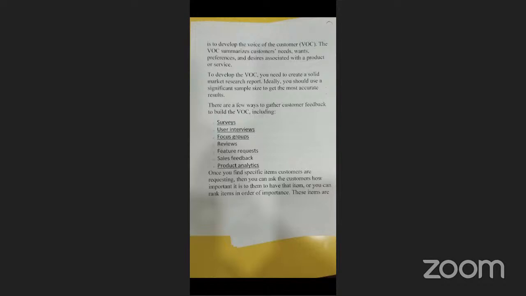Then another concept is product analytic. Once we find specific items customers are requesting, then we can ask customers how important it is to them to have that item, so that we can rank the items in order of importance. We will do the ranking, and do product analytic on the basis of the ranking.